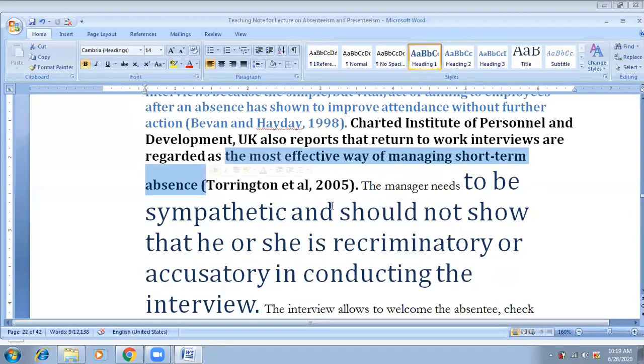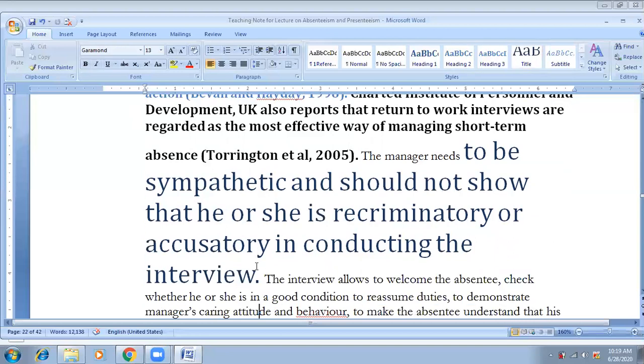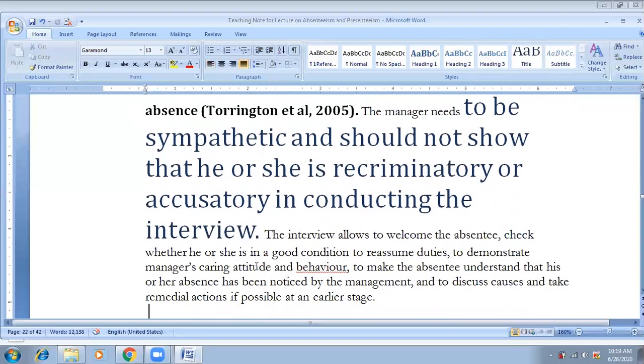Short-term absence. The manager needs to be sympathetic and should not show that he or she is recriminatory or accusatory in conducting the interview. You became absent and you took several days, and at that time I had to suffer a lot, so you could have not been absent. That type of thing we should not do under this.